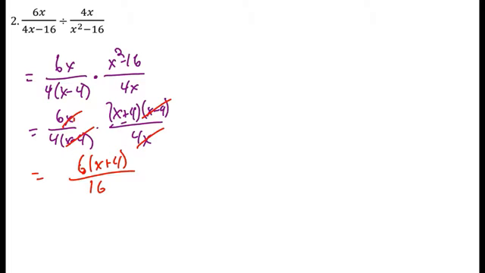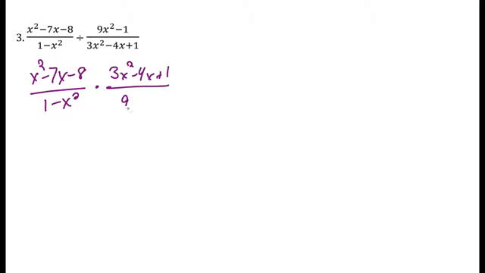Notice this is not in simplest form yet because we still have to deal with the quotient of 6 and 16. Both of those have a factor of 2, so this is 3 times (x plus 4) divided by 8, because if I divide by 2, they both have a common factor of 2 that I can simplify. That's my final answer.